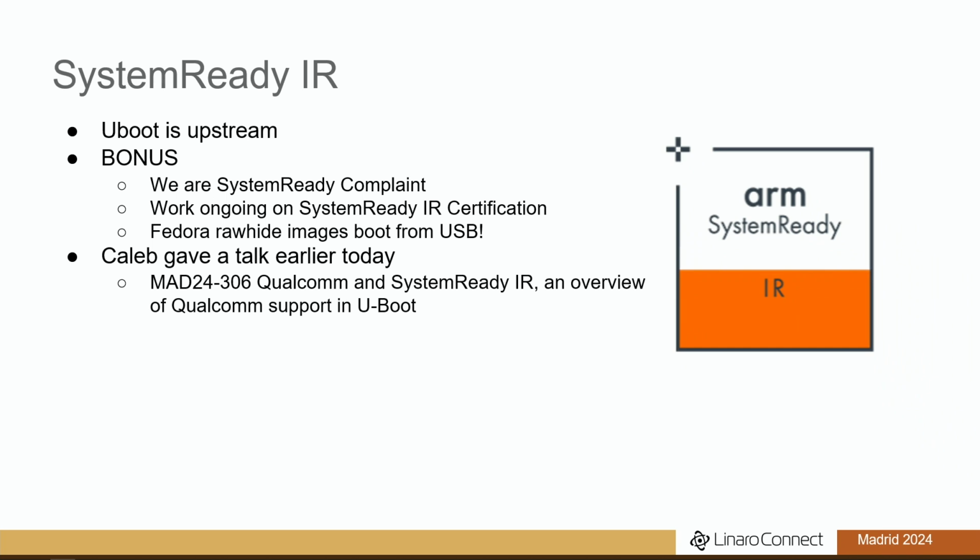Work is right now ongoing to get the certification done, because there are a bunch of technical steps we need to do. Right now, if you take the Fedora Rawhide images, they just boot straight away from USB. Nothing needs to be done about that. And as was mentioned, Caleb earlier gave a talk detailing all the steps on this. Any questions?